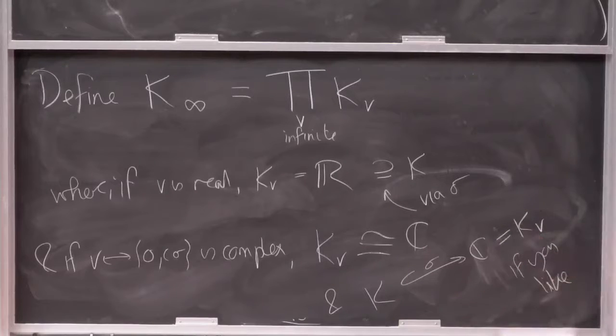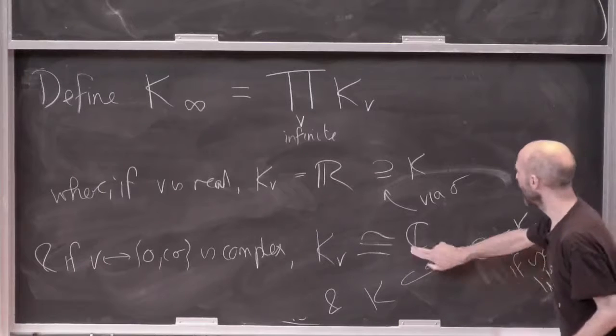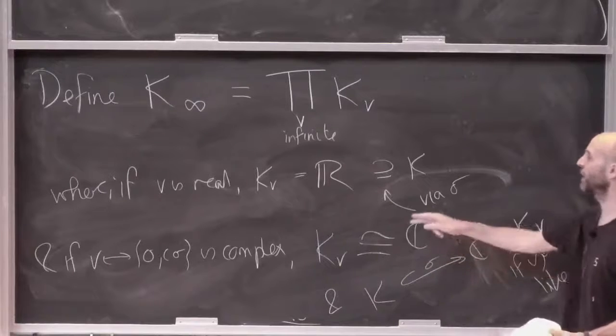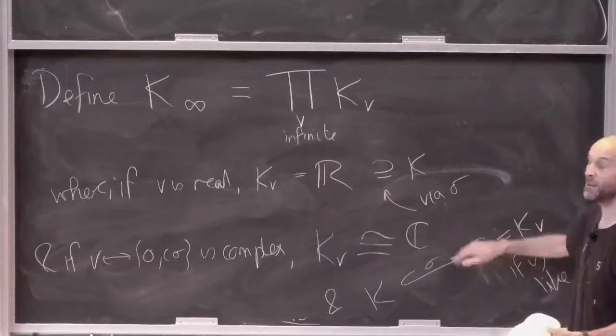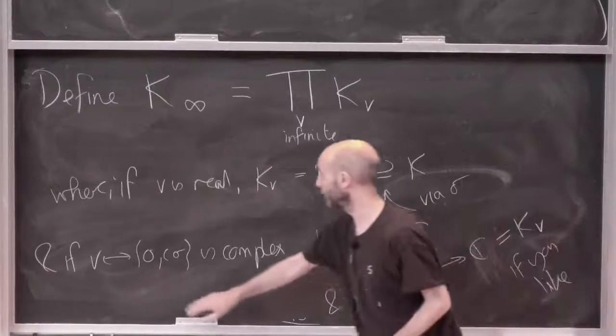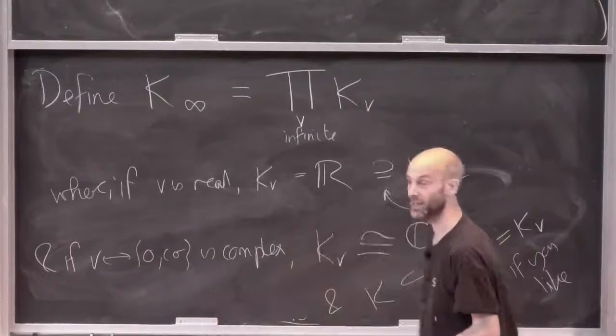I like thinking about these things. KV is a slightly weird thing in the complex plane. KV is isomorphic to the complexes, but there's two isomorphisms, and I'll tell you the names of the two isomorphisms. One of the isomorphisms is called sigma, and one is called C sigma.